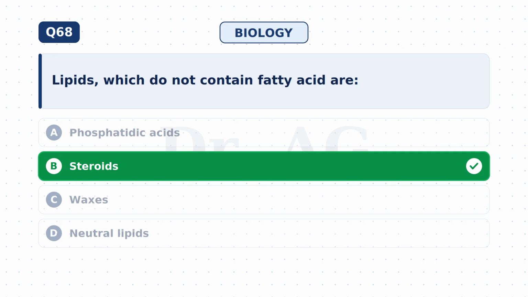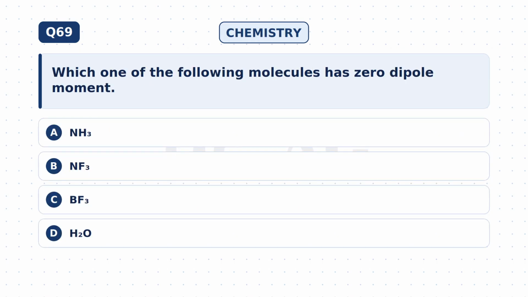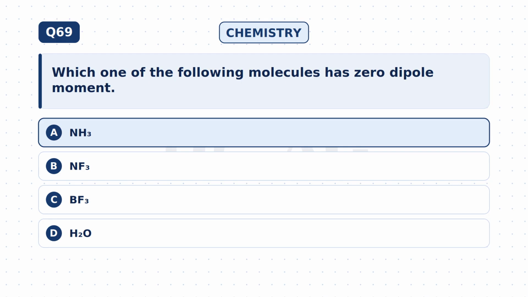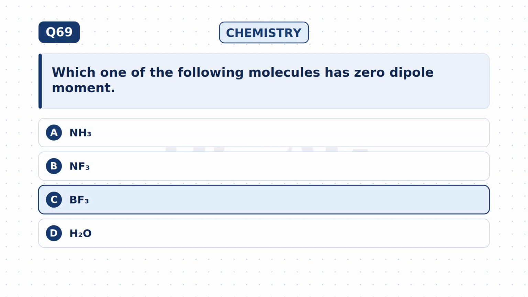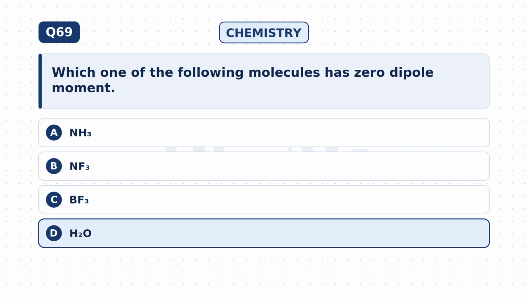The correct answer is B. Steroids. Question 69. Which one of the following molecules has zero dipole moment? Option A, ammonia. Option B, NF3. Option C, BF3. Option D, water.